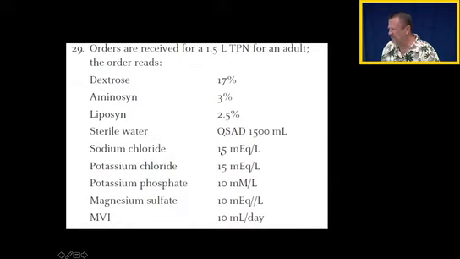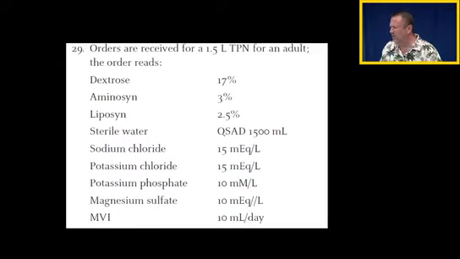However, we want 15 milliequivalents per liter of sodium chloride. We want 15 milliequivalents of potassium chloride in the solution. We want 10 milliequivalents per liter in the 1.5 liters. We want 10 milliequivalents per liter. That should only have one slash there. And then the multivitamin, 10 milliliters per day. 1.5 liters of TPN over a day is plenty. So I'm assuming that this is one bag of TPN per day when we do this calculation, because the book didn't really make that clear.